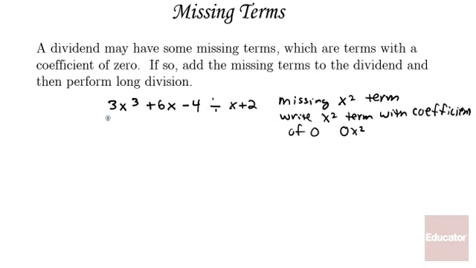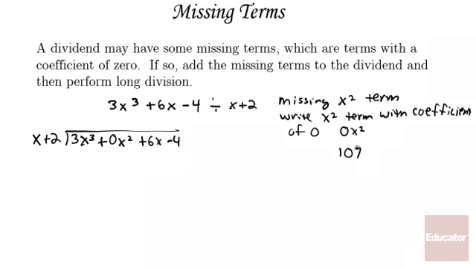I'm going to rewrite this. I'm going to go ahead and do my long division, but now I'm going to have 3x cubed plus 0x squared plus 6x minus 4. This is analogous to a situation like if I say, well, I have 107 pairs of shoes. Then what I'm really saying is I have 100 pairs of shoes plus 7. And I don't have anything here in the tens place, but I have a 0 here to hold that place. So we're just doing the same thing here.